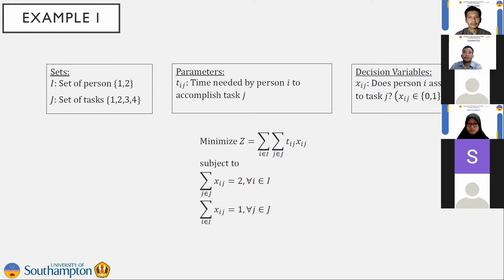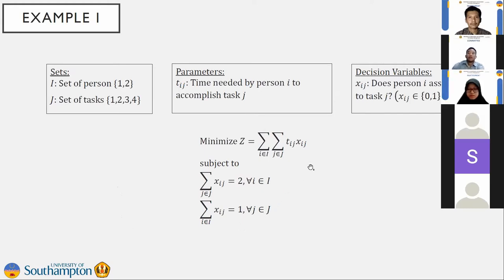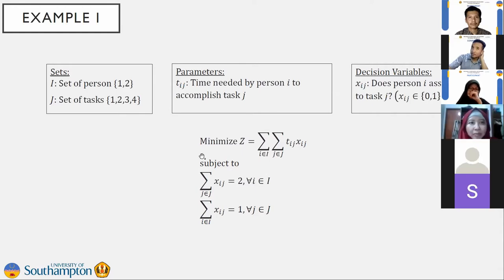So we can make a lengthy notation into a shorter notation. I do hope that there is no problem with this. The point is, here, our purpose is to minimize the total amount of time that we need to do our tasks. And each person, in this case, should be able to do two tasks only. So for all persons in the set itself, each of them should do two jobs, no more than two tasks.